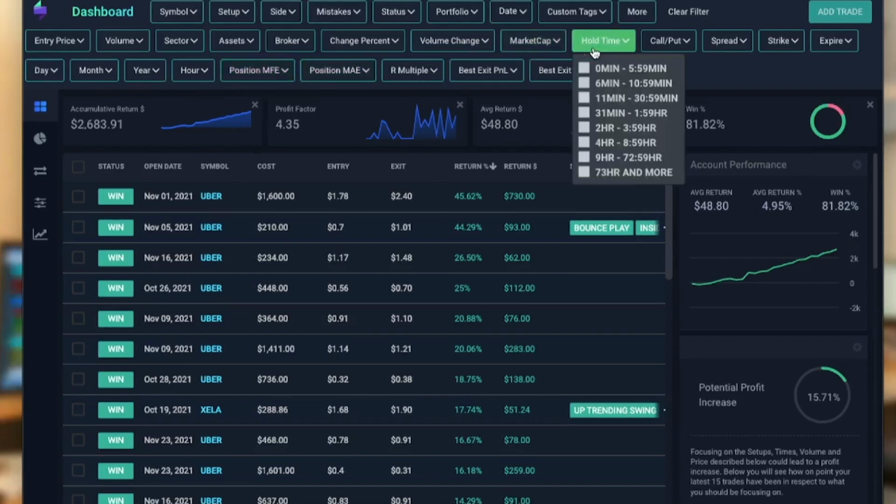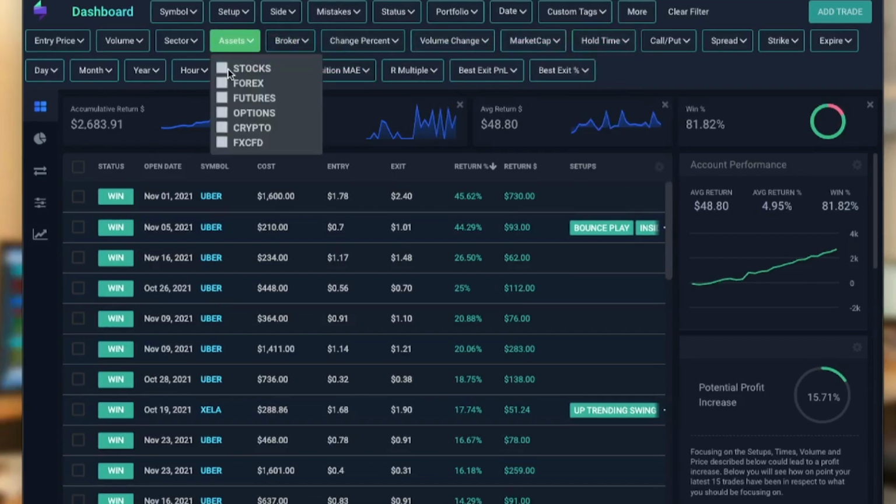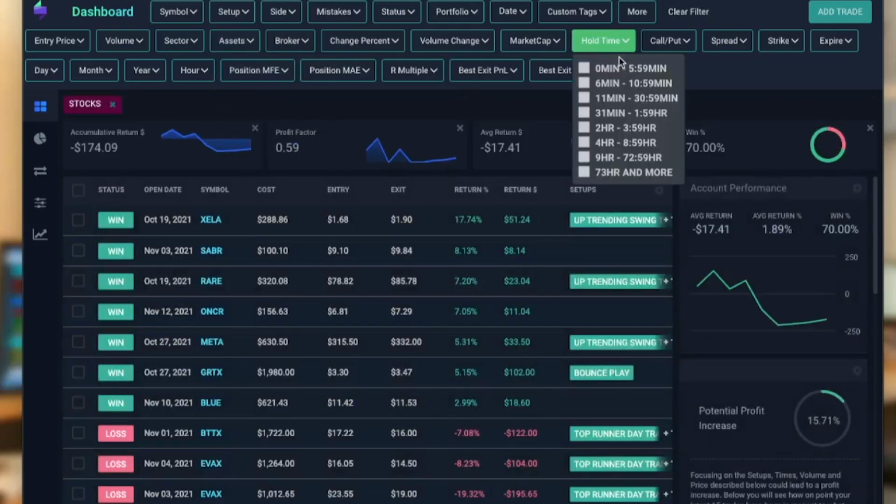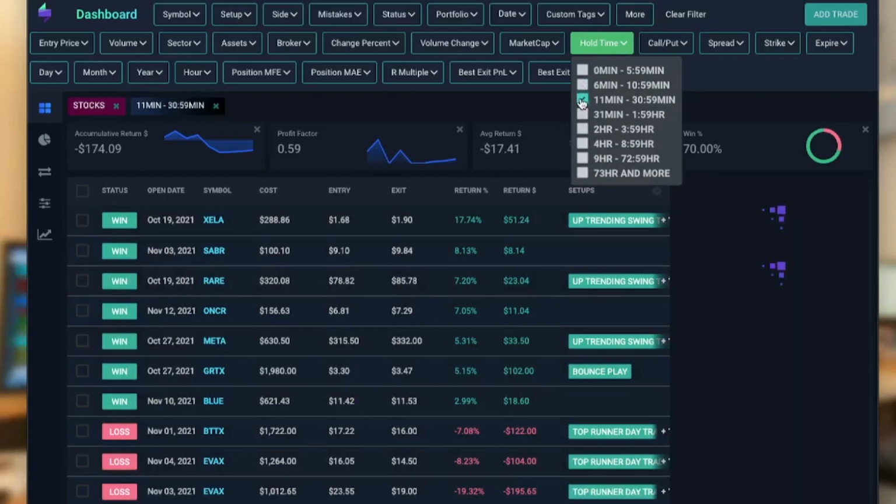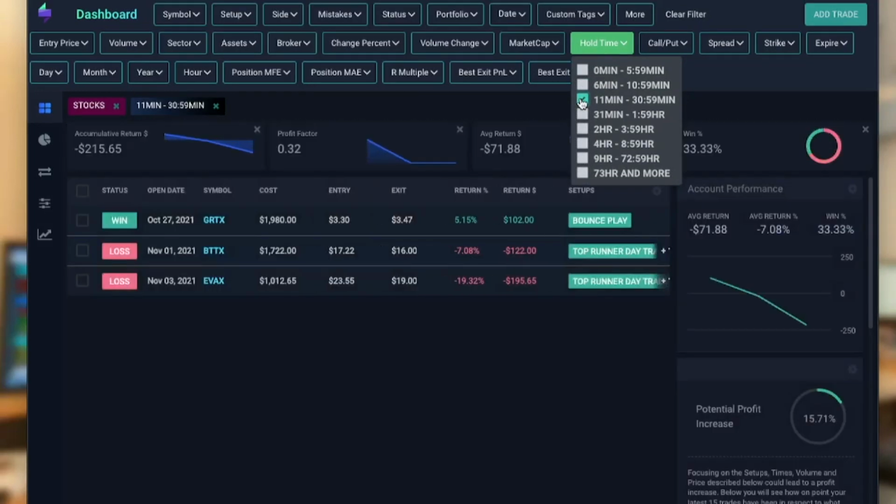There's also hold time. So if I go back to assets and click stocks, I can then go to hold time and see how I did on swing trades versus day trades. They even have hold times of 0 to 6 minutes for those who do really quick in and out scalp trades. You can use this to see what your win percentage is for each type of trade.